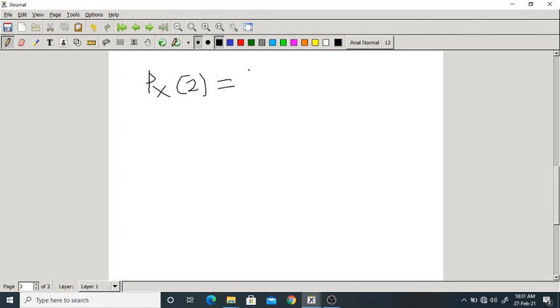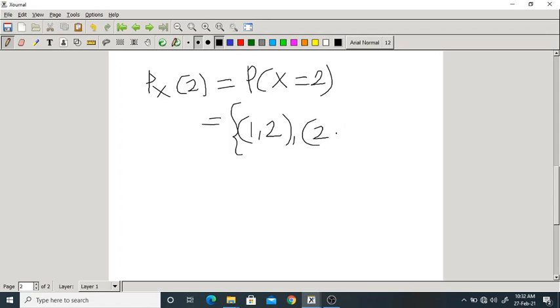Next, what is Px of 2? Which means probability that capital X is equal to 2, which means probability that the maximum of 2 rolls is 2. Now how many such events are possible? 1 2, next 2 1, next 2 2. Any other possibilities? So these are the possibilities. How many are there? 3. Total 16. So 3 by 16 is the next PMF.